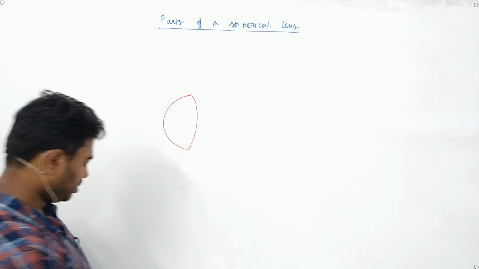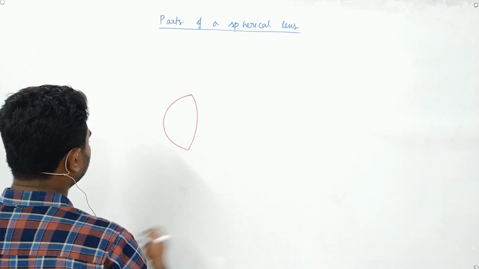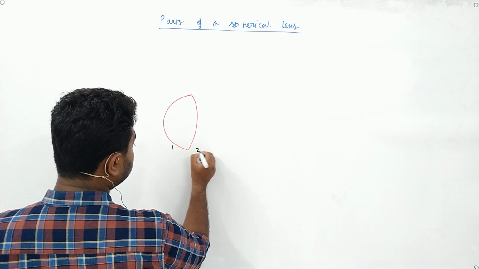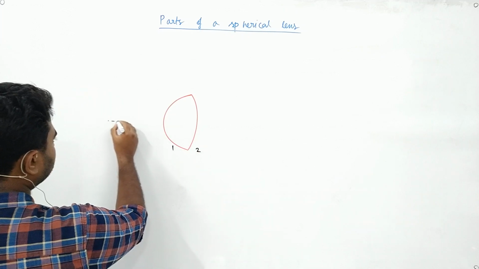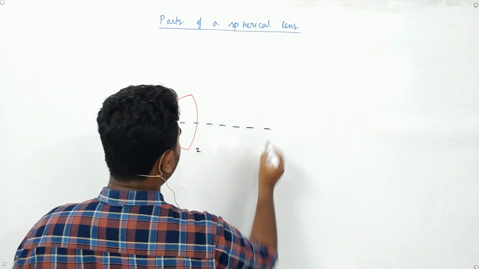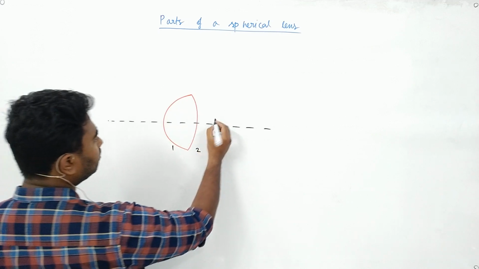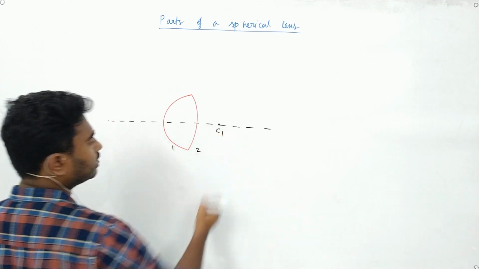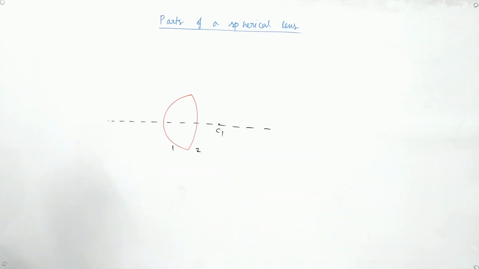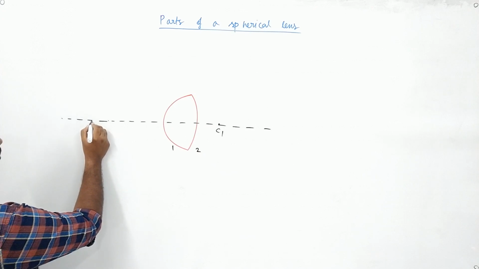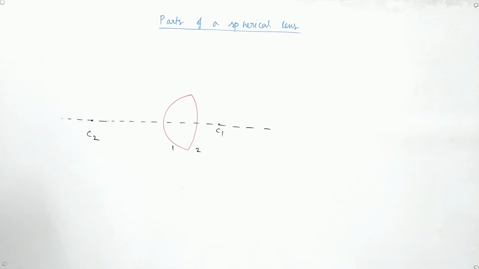That means if I take this surface as surface 1 and this one as surface 2, what we will find is that the center of curvature of surface 1 will be somewhere here, and the center of curvature of surface 2 will be somewhere here. Is that clear?